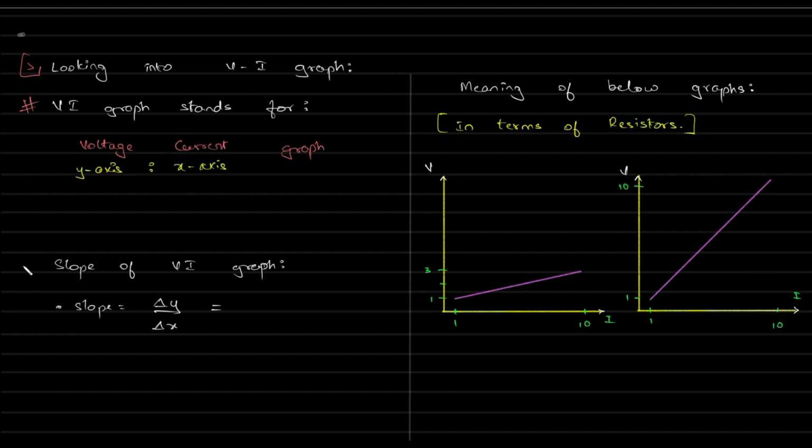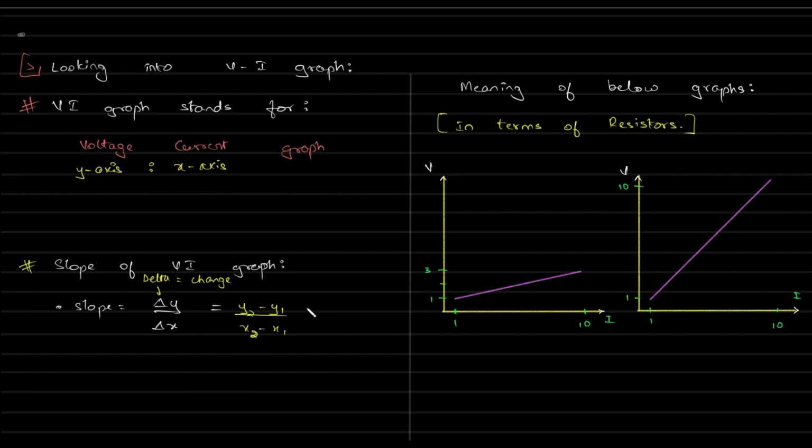The next question of any graph is the slope. What does the slope stand for? We know that slope is change in y-axis divided by change in x-axis, right? This is read as delta, which means change. If you want to recall, it is y2 minus y1 divided by x2 minus x1.